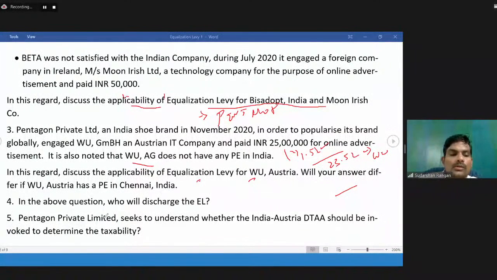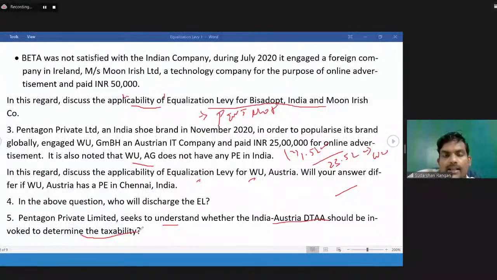Now, going further, we are in question number 5. The Indian company wants to understand whether the India-Austria treaty can be invoked to determine the taxability. So they're asking, can I look at the India-Austria treaty and try to see whether this transaction is taxable or whether Austria has the taxing right? Now the answer to it is no.